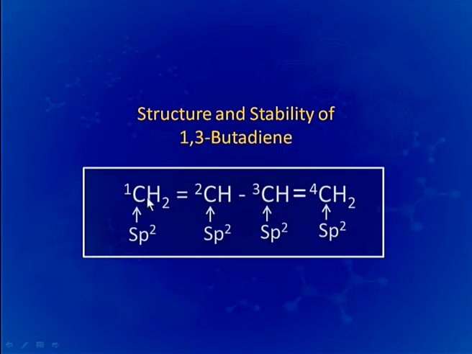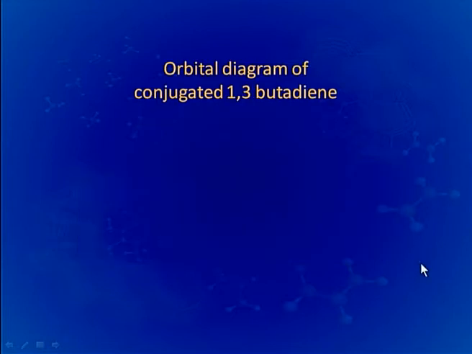Structure and stability of 1,3-butadiene. 1,3-butadiene is the simplest example of conjugated diene. Here we can see that every carbon atom has a pi bond. C2 also has this pi bond, C3 has this pi bond, and C4 also has this pi bond. Therefore, because of the presence of one pi orbital, each carbon atom will be sp2 hybridized. Therefore, on every carbon atom there will be an unhybridized p orbital.